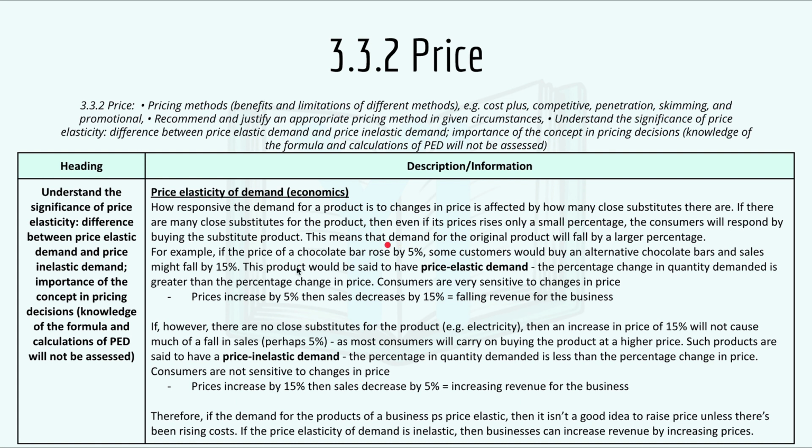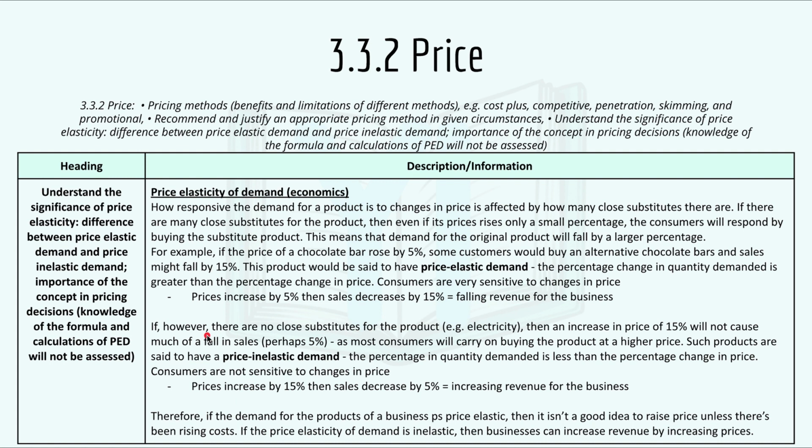For example, if the price of a chocolate bar rose by 5%, some customers will buy an alternative chocolate bar and sales might fall by 15%, and this product will be said to have a price elastic demand, which is where the percentage change in quantity demanded is greater than the percentage change in price. It's basically when customers are very sensitive to changes in the price. For example, if prices increase by 5%, then sales decrease by 15%, which leads to falling revenue for the business.